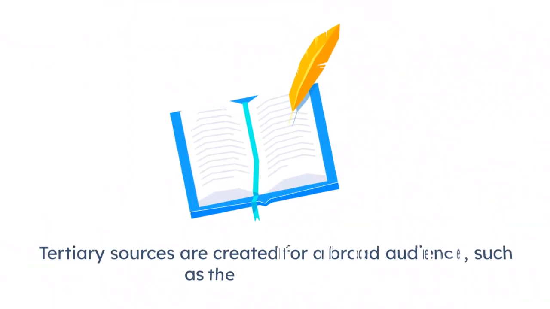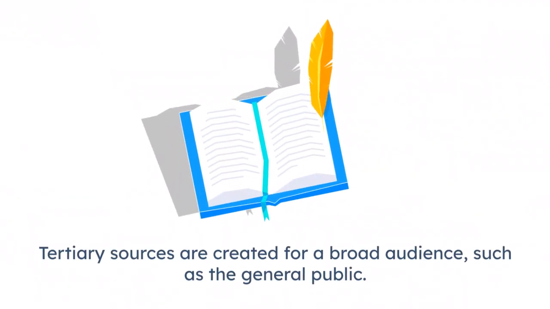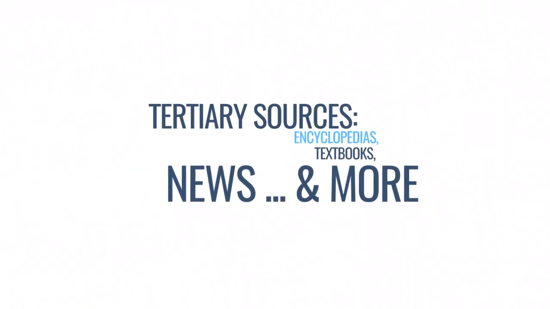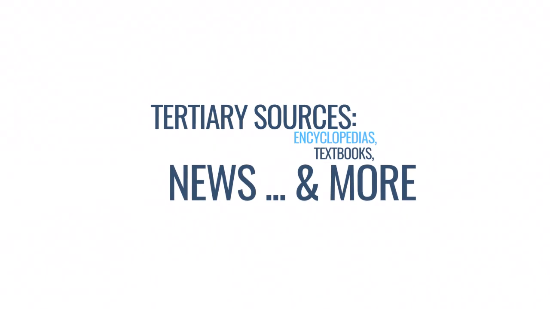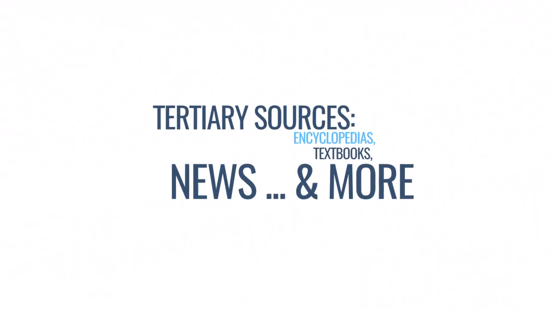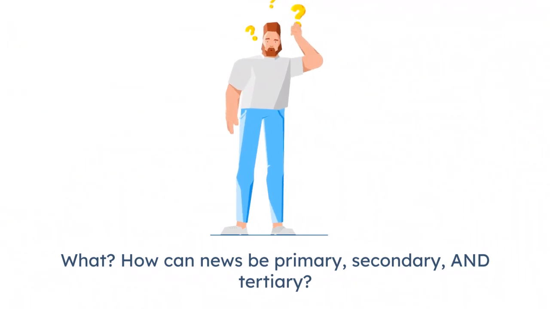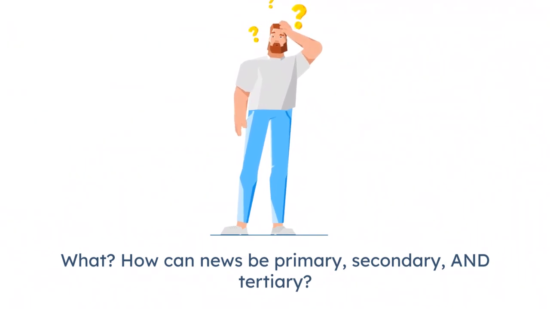Some fields may also have tertiary sources. These sources are created by someone else who views the secondary sources and summarizes them for a wider audience. Some examples of tertiary sources are encyclopedia articles, dictionaries, textbooks, and newspaper articles. One thing to remember is that some sources, like news articles and art, can be both primary and secondary.